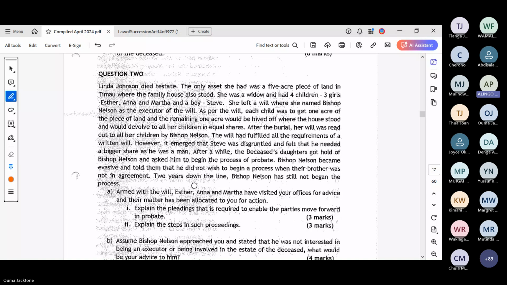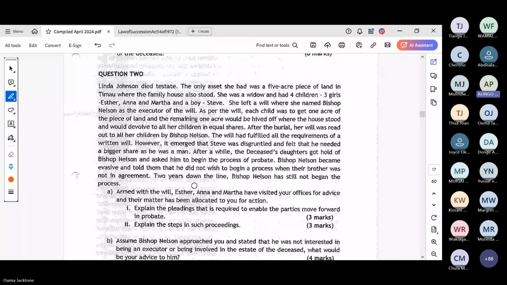After the burial, her will was read out to all her children by Bishop Nelson. The will had fulfilled all the requirements of a written will. However, it emerged that Steve was disgruntled and felt that he needed a bigger share as he was a man. After a while, the deceased's daughters got hold of Bishop Nelson and asked him to begin the process of probate. Bishop Nelson became evasive and told them that he did not wish to begin a process where their brother was not in agreement. 2 years down the line, Bishop Nelson has still not begun the process.